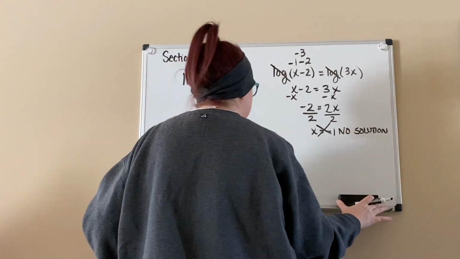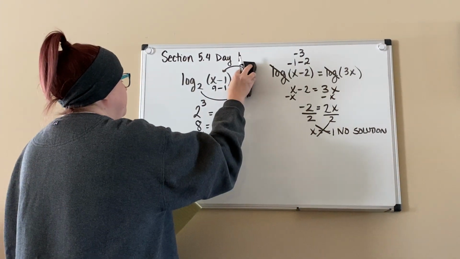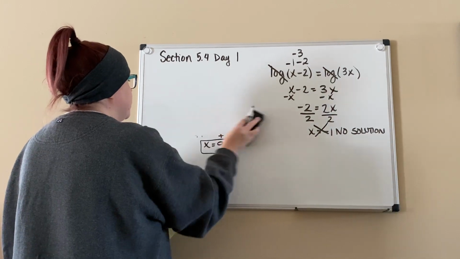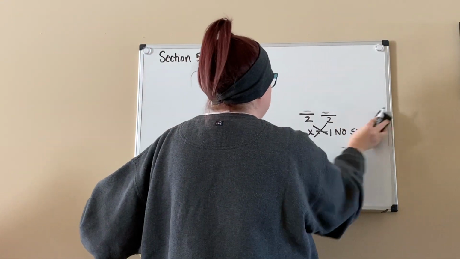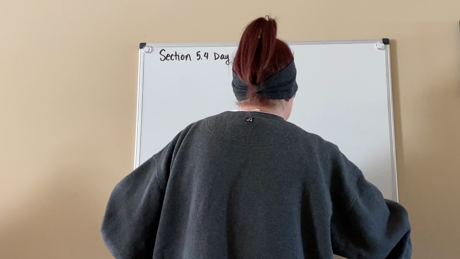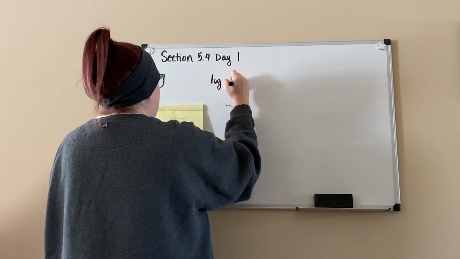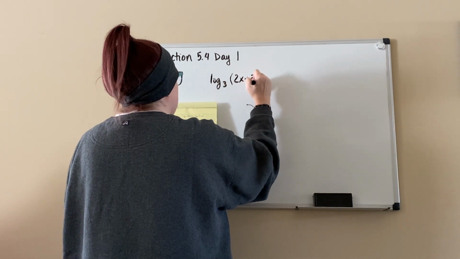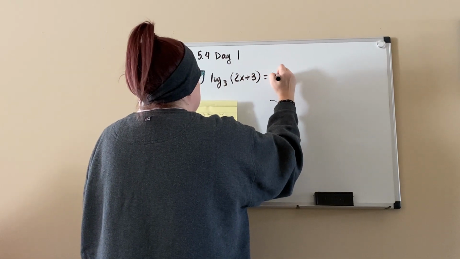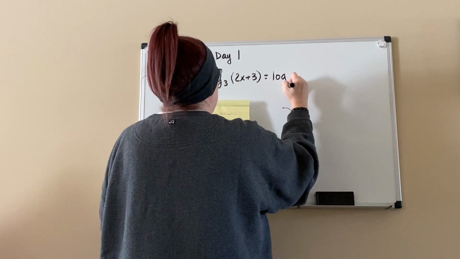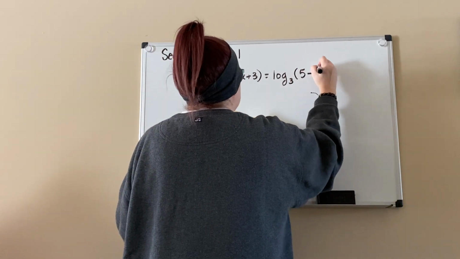So our very last one that we're going to do, very last problem today. Hopefully you're seeing how this is a pretty simple lesson today. We're going to do log base 3 of 2x plus 3 equals log base 3 of 5 minus x.